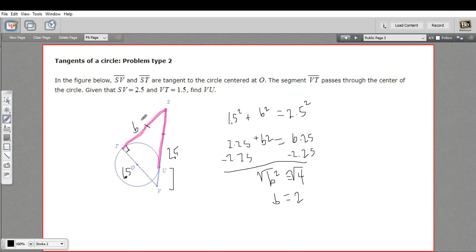So this side is 2, which means this chunk right here is 2. And since this whole distance is 2.5, we just say 2.5 minus 2, that's 0.5. So this is 0.5. So that is a little bit more work with tangents to circles.